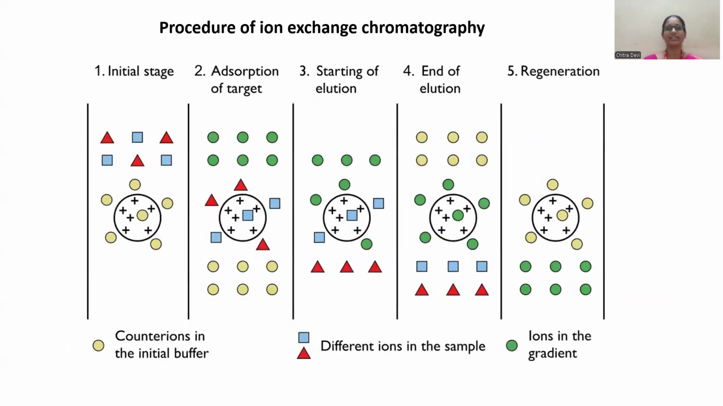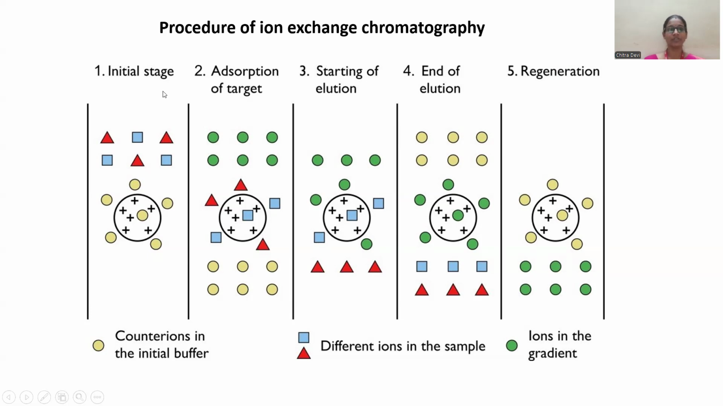Then I'll show the procedure in a simple diagram. Here you can see this is the matrix. Here the initial buffer concentration, some buffer will be running for equilibration, so that will surround the matrix. This is the gel matrix. It has a positive charge in the exchanger resin, so it will attract negatively charged components.